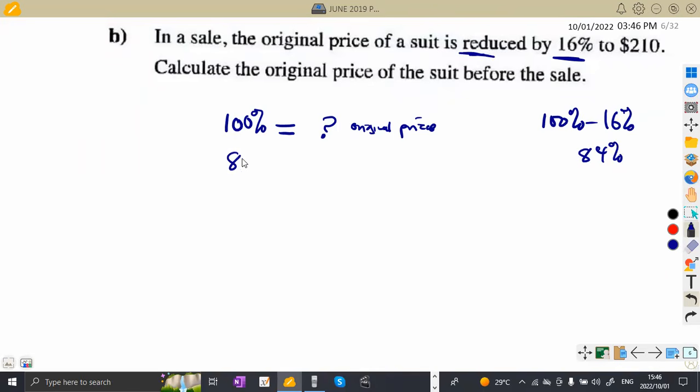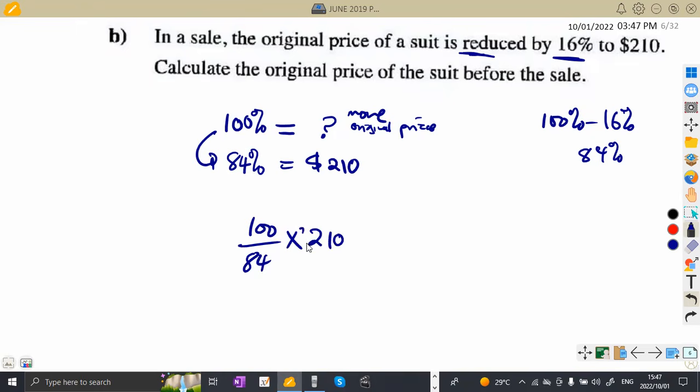So we are now saying at 84%, that's when we bought this suit at $210. So what was the actual price, the original price, before this 84% occurred? Okay, this is 84, not 85. Before this reduction of 16% occurred, what was the original price? So it's going to be more here. So it's 100 over 84 multiplied by the amount that we are given of 210. So that is the original price that was there before the decrease occurred.